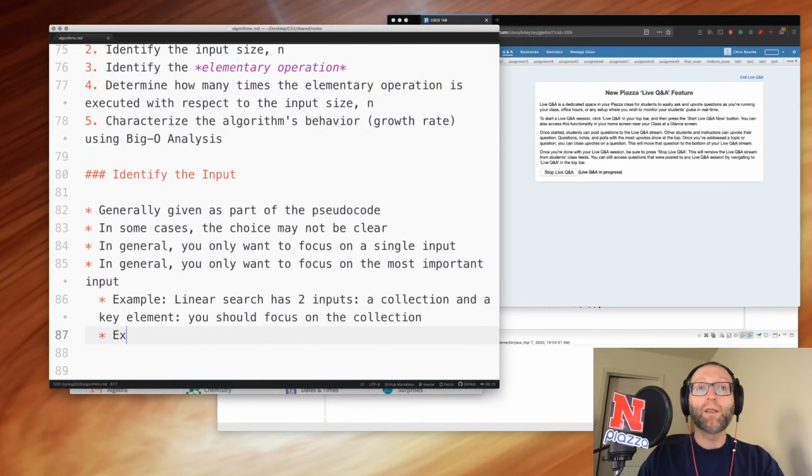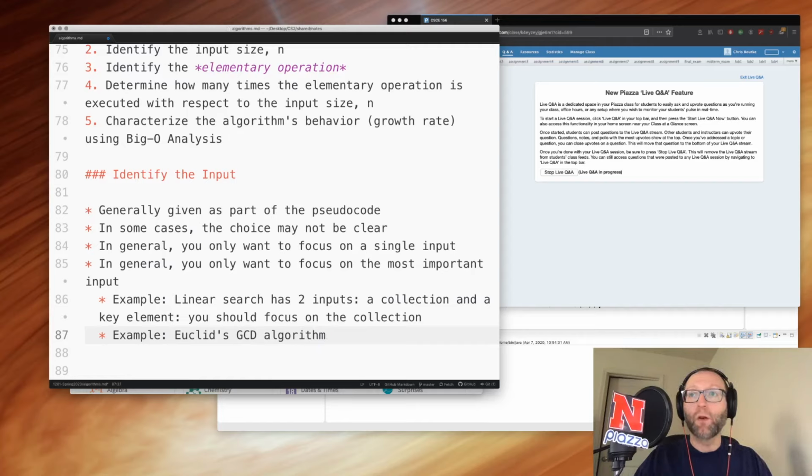Okay, and this is another example. You might not be familiar with it, but Euclid's GCD algorithm. The GCD stands for greatest common divisor. So given A and B, you want to find the greatest common divisor. And we can pull out an example off the top of my head.